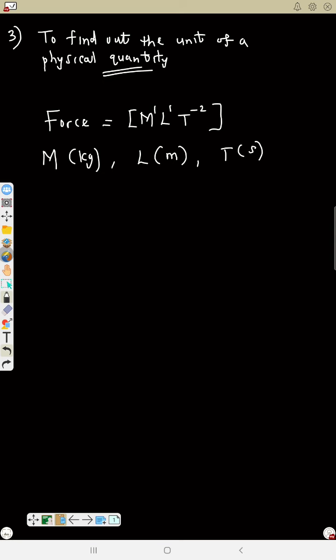So the unit of force can be written as kilogram raised to power 1, that is the unit of mass raised to power 1, length, that is meter raised to power 1, time, seconds raised to power minus 2. So that means the unit of force is kilogram meter per second square. That means this is the unit of force. So we can also use dimension to find out units.